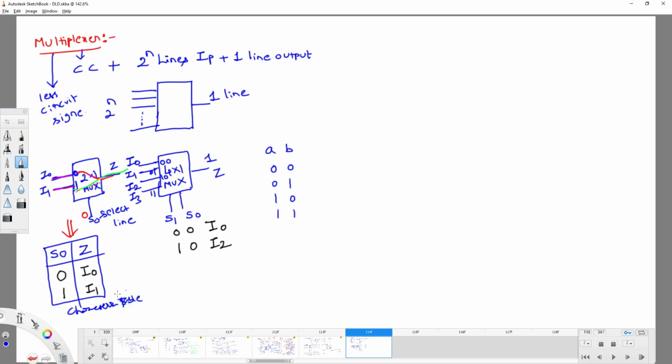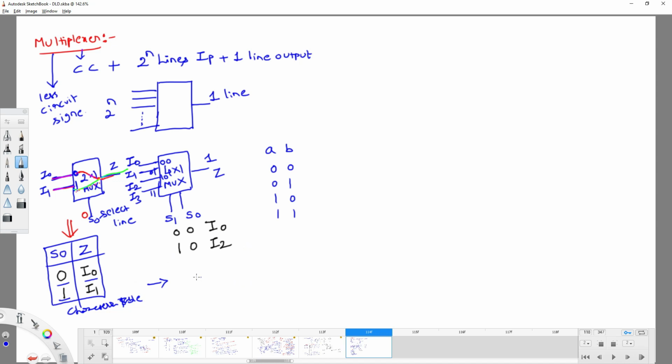I call it a characteristic table because it simply defines the characteristics of the multiplexer, meaning for what inputs, how it is going to behave. If I give the input as 0, it produces I0 as output. If I give 1 as input, it produces I1 as output. That's why it's called a characteristic table. From this, if I construct the equation, I can call it the characteristic equation.